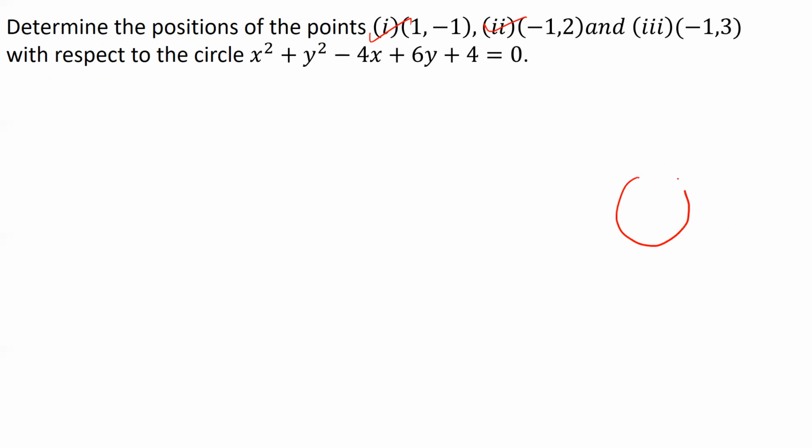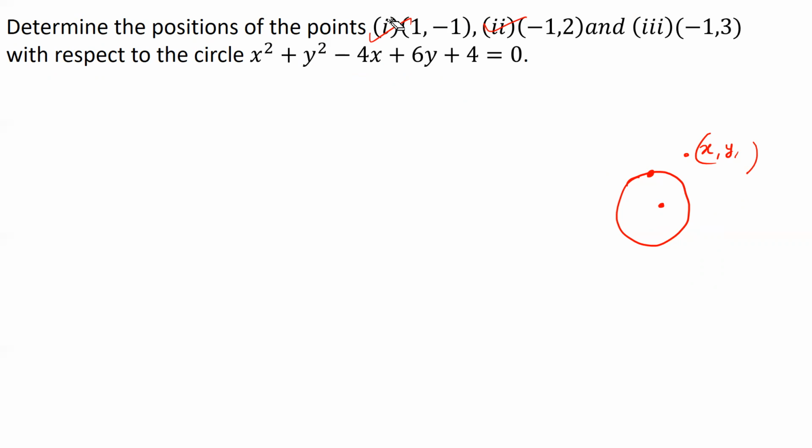Suppose that you are given any circle and you are given a point outside it. Suppose this point is x1 comma y1. If you put this x1 y1 in the left hand side of the circle equation, you will get something greater than 0. If this point lies inside the circle, and you put x1 y1 instead of x and y, you will get something less than 0. And if the point is on the circle, you will get equal to 0 because it will satisfy this equation.